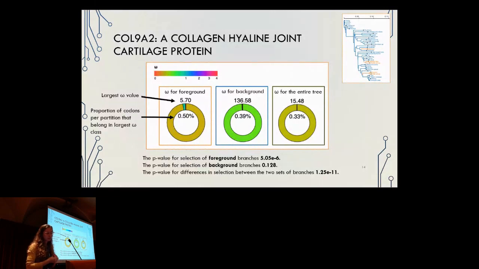So in the test for selection in the foreground, our largest omega value was 5.7, and this value was the case for 0.5% of codon sites. That's in the COL9A2 gene in only the foreground species. And over the test over the entire tree, that distribution, the largest omega value was 15.48, which was the case for 0.33% of codon sites in the COL9A2 gene over the entire phylogenetic tree.